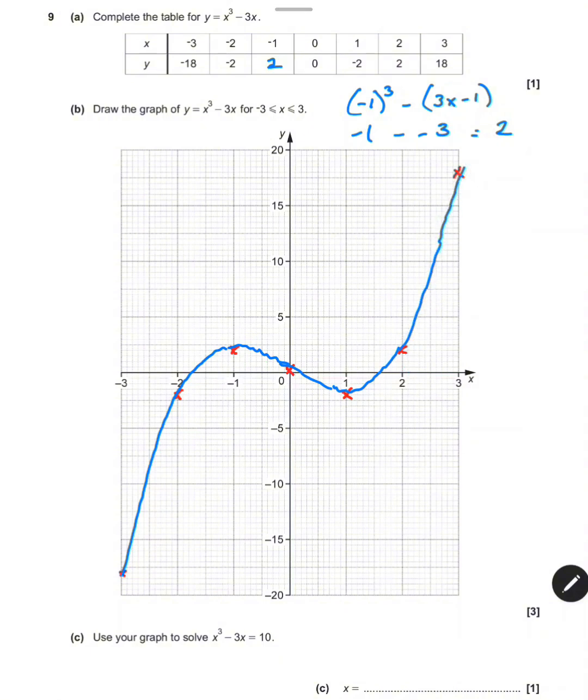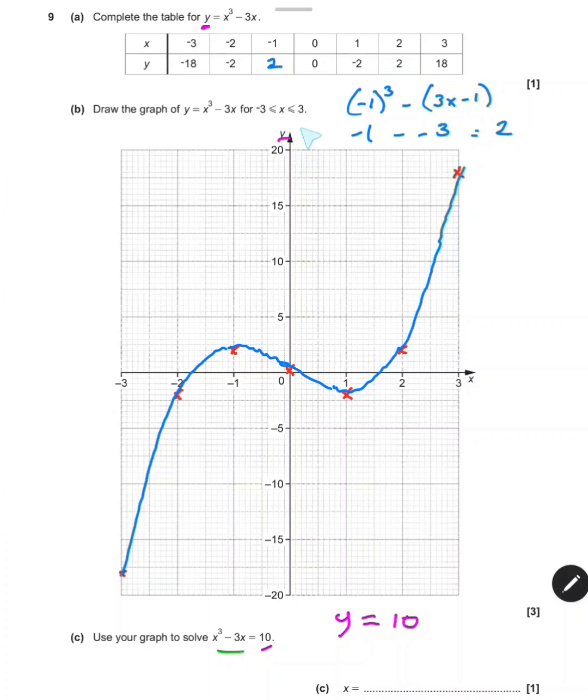That's not too bad. Final part says use your graph to solve x cubed minus 3x equals 10. Well, if we look back up here, this was x cubed minus 3x equals y. And now we've got x cubed minus 3x equals 10. The y has changed to a 10. So that's what we need to find. Where is y equal to 10?